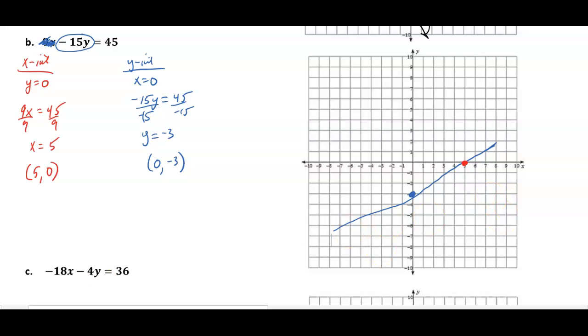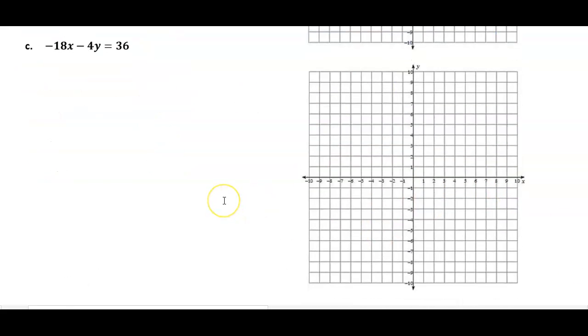And again, the last example. I look, 36 divided by negative 18, good. 36 divided by negative 4, good. So, x-intercept. What do I cover up? I'm going to let y equal 0. Cover up the y term. Negative 18x equals 36. Divide by negative 18, x equals negative 2. What do you get? Negative 2, 0.